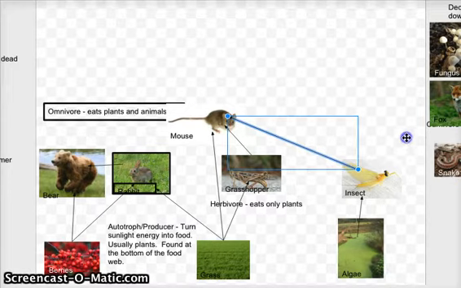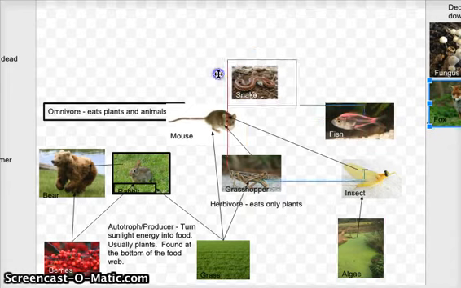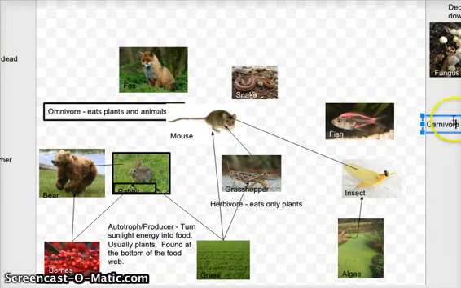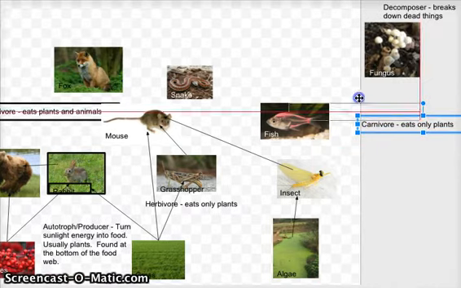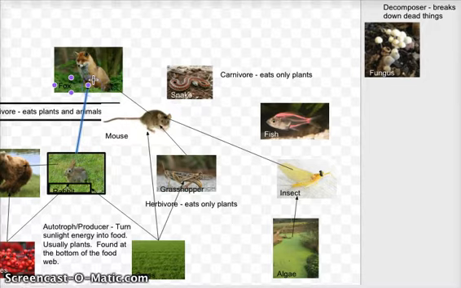The next ones are our carnivores. Carnivores are things like fox, snakes, and fish. Of course, there are more of them. Carnivores only eat meat, so the carnivores here would only have arrows coming from other animals. Insects are animals, even though they're very little meat, they are animals.